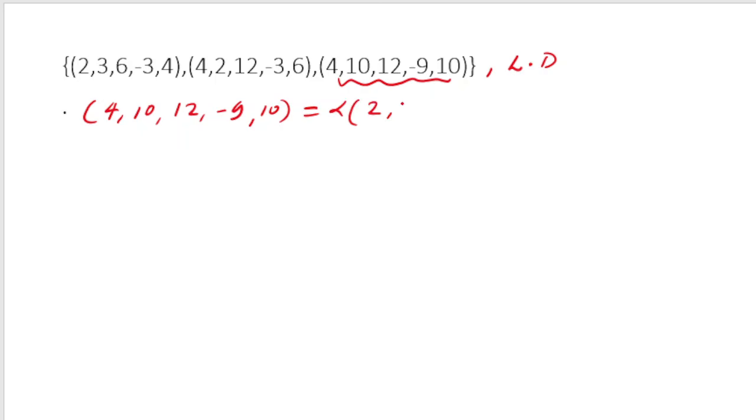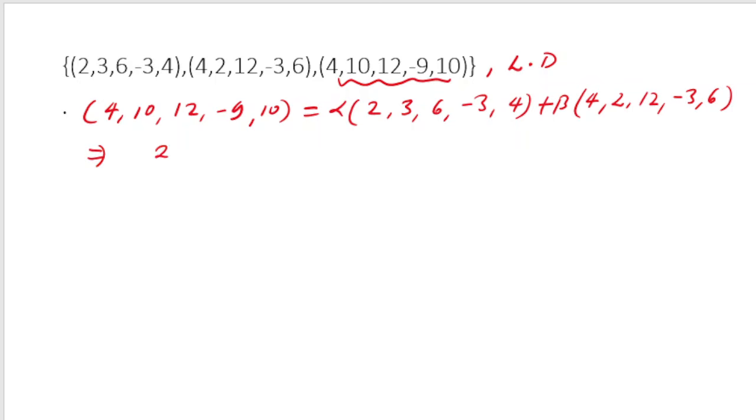When I say I already have proved that these vectors are linearly dependent, it means what? Suppose I take the last vector and I want to write it as a combination of these two. So basically I want to write (4, 10, 12, -9, 10) equal to alpha times the first vector, (2, 3, 6, -3, 4), plus beta times the second vector, (4, 2, 12, -3, 6).